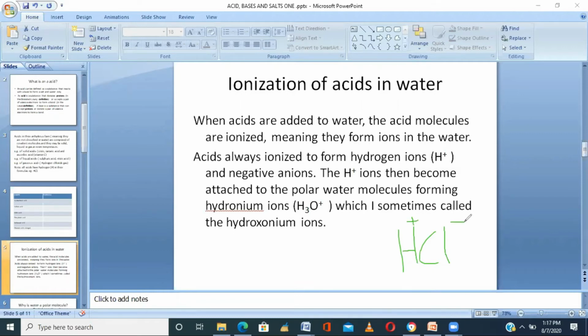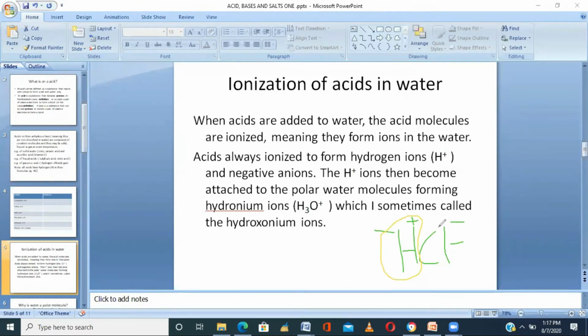Very good. Negative. So this is the cation, and this is the anion here. Very good. So acids always ionize to form hydrogen ion, which is this here. When they dissolve in water, they're going to split apart to form the hydrogen ion and negative anion.